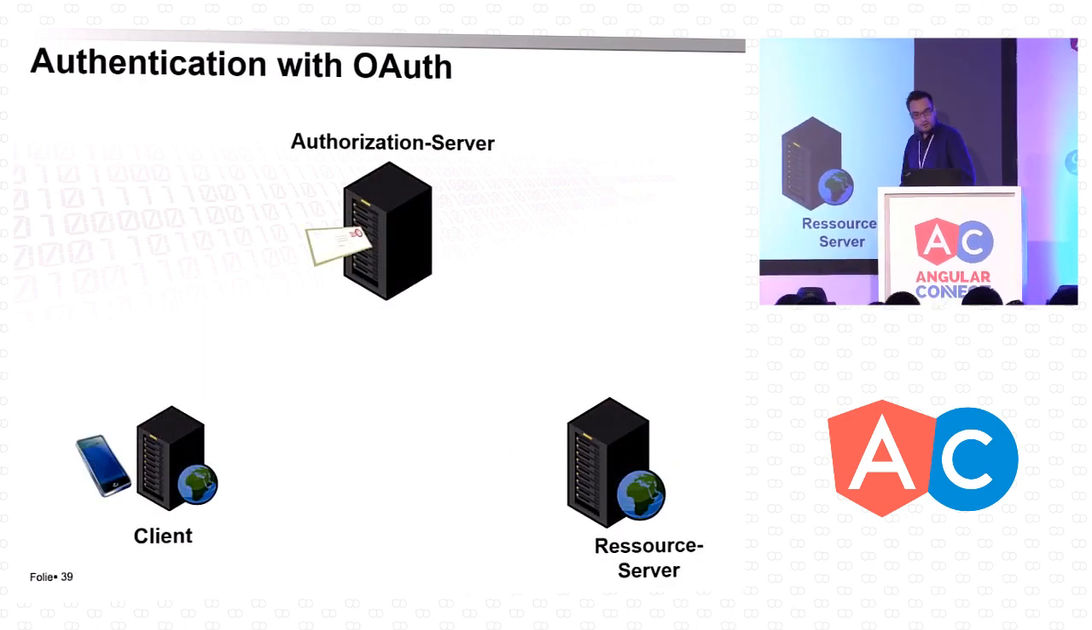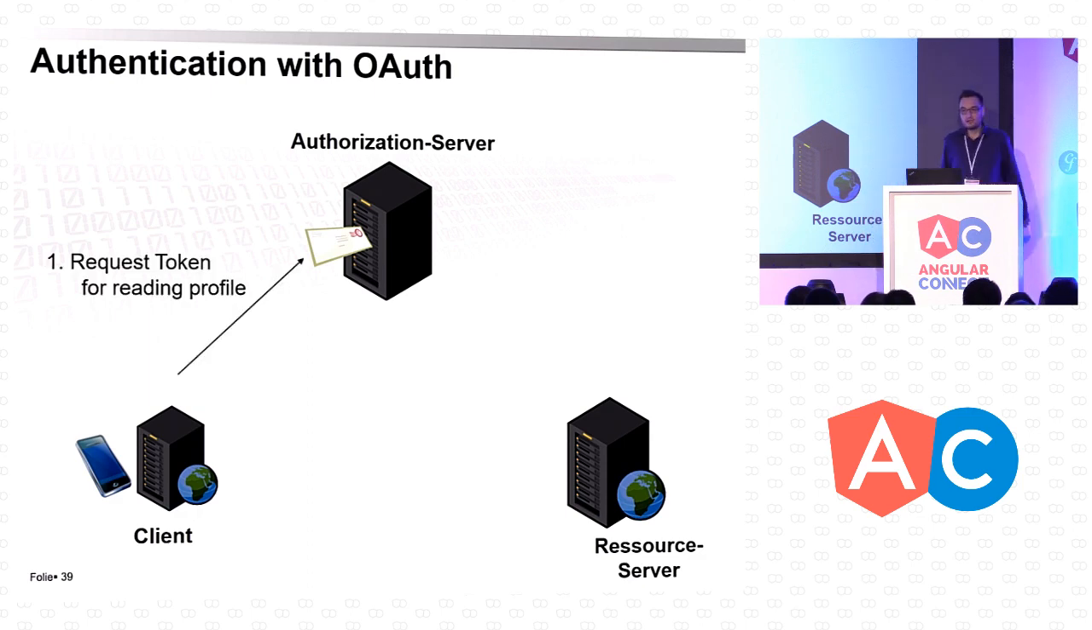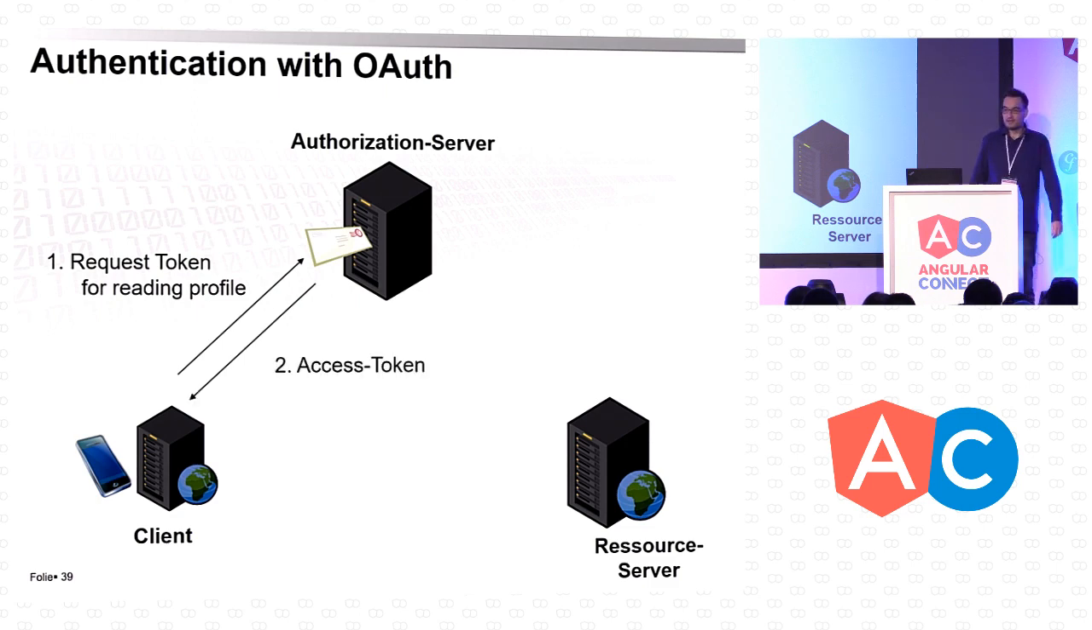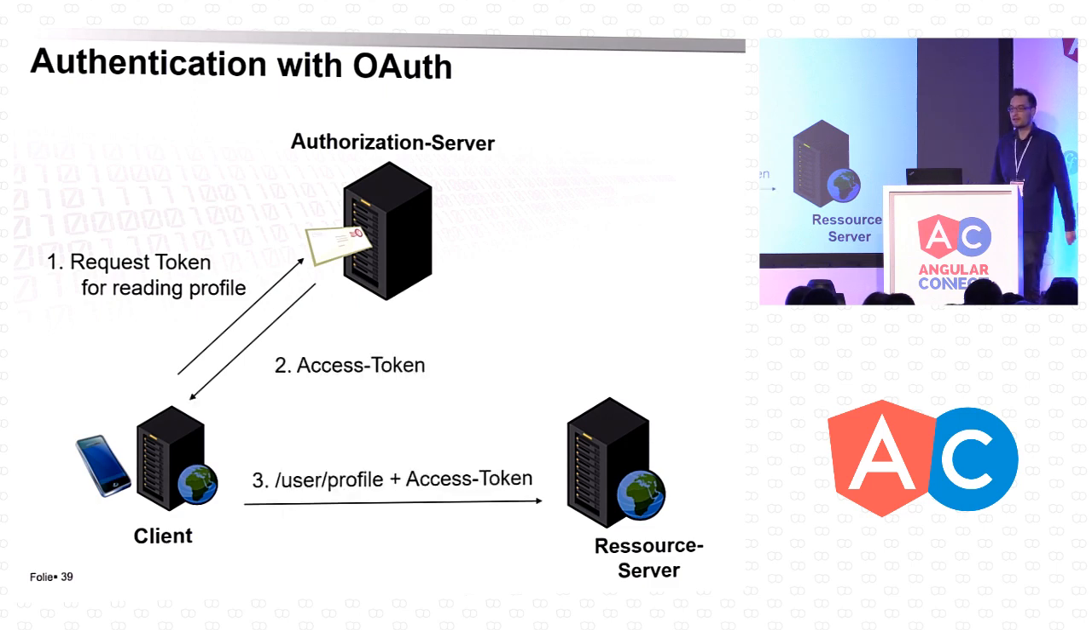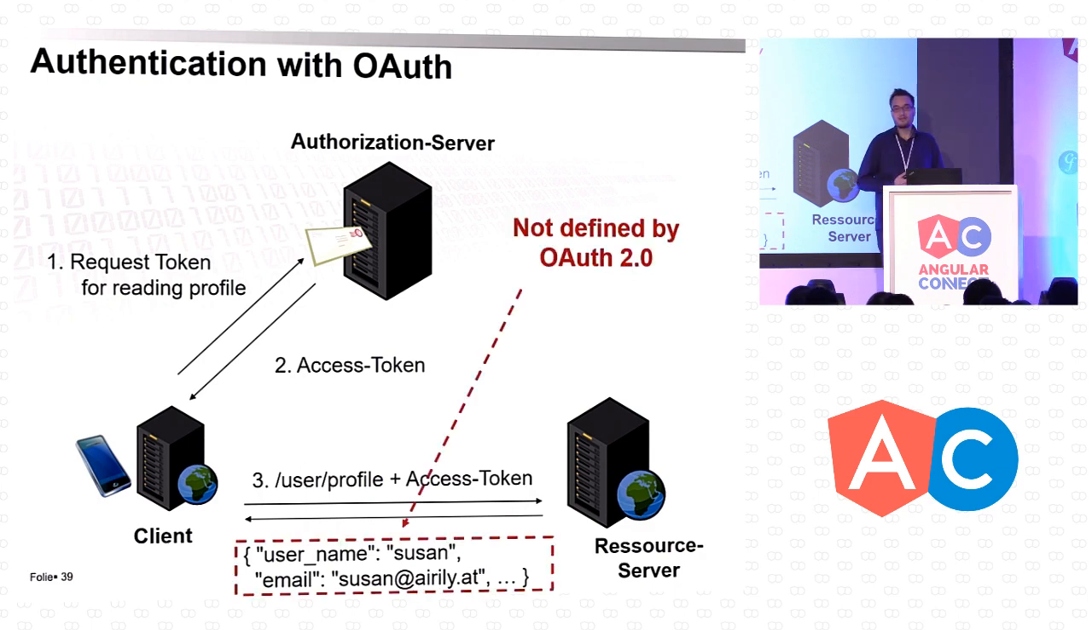And when it comes to logging in the user, everything is about helping the client to find out who the user is. And for this, the client just requests a token that gives the permission to read the user profile. And when the client has got this token, the client can use it to access the resource server and to read the profile of the current user. So that is all the client has to do to find out who the user is. The issue with that is that the user profile isn't defined by OAuth 2.